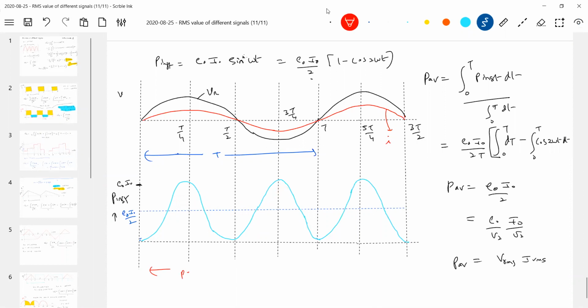This is one. By the time the signal completes one cycle, what is meant by power cycle? The power cycle will complete two cycles here. What is the frequency of the AC signal generally used in India? 50 hertz. So what is the frequency of variation of the power cycle? It will be 100 hertz.